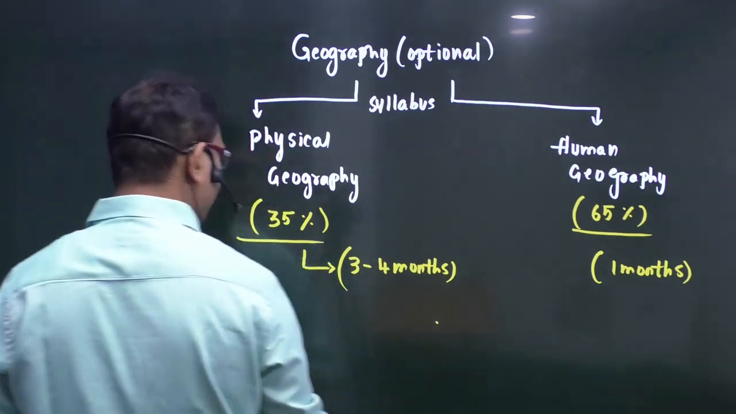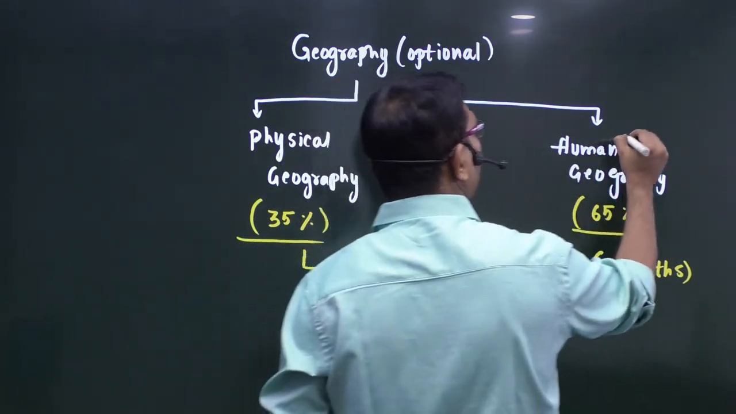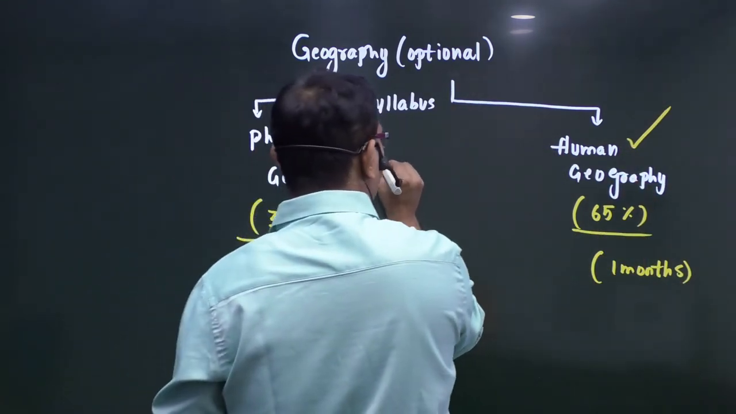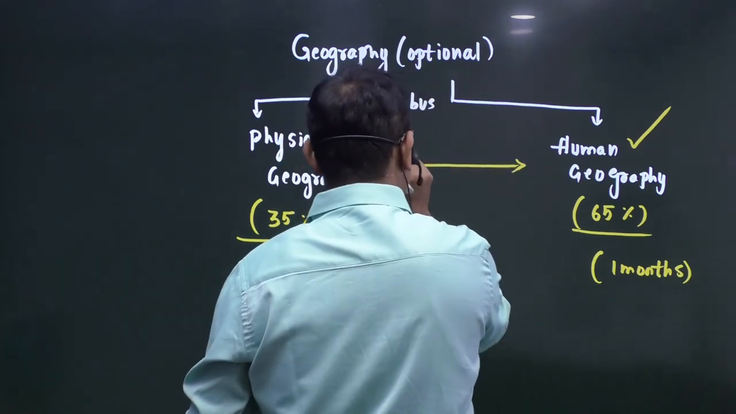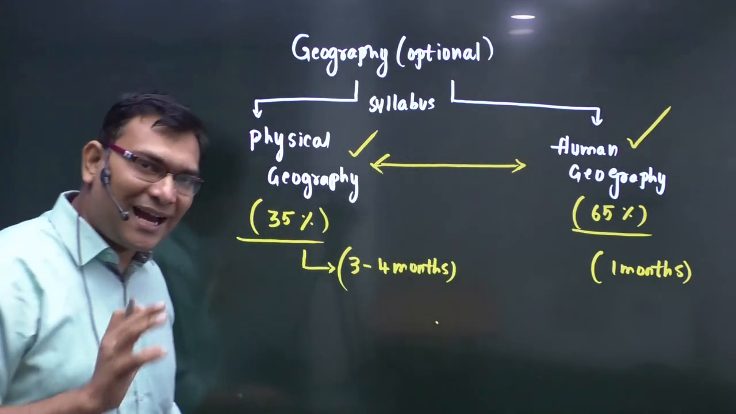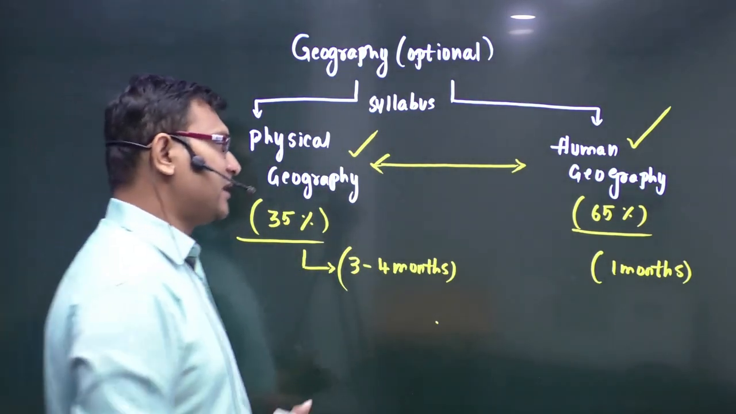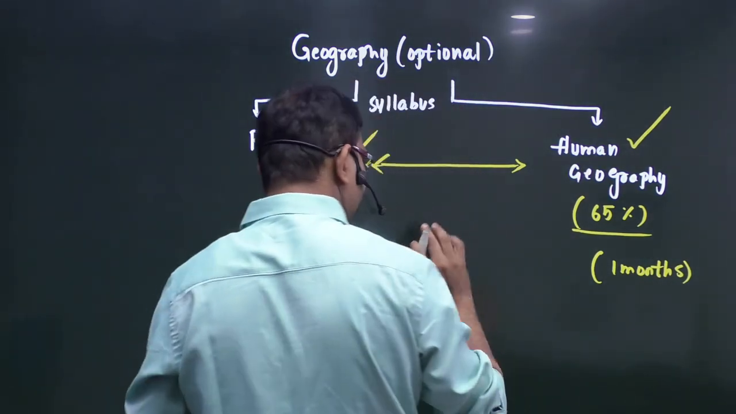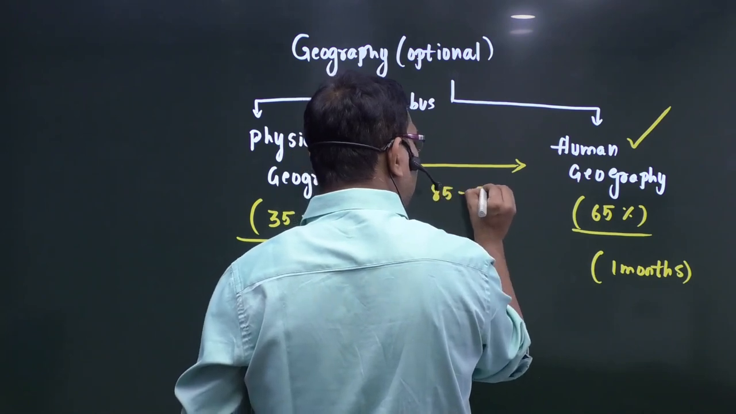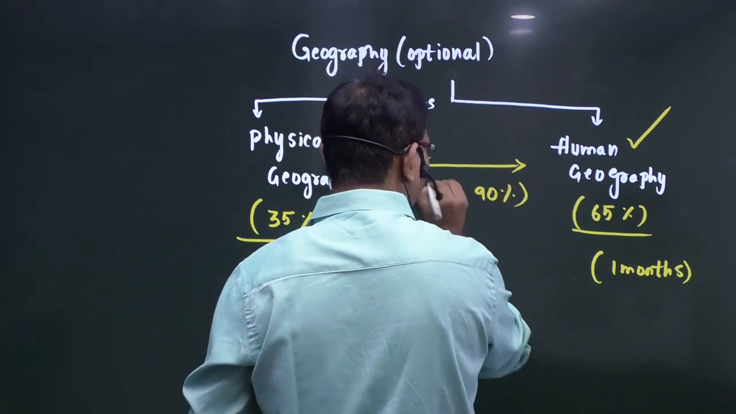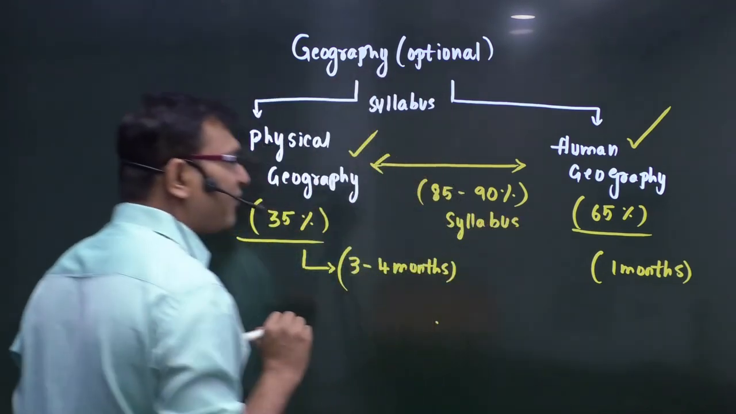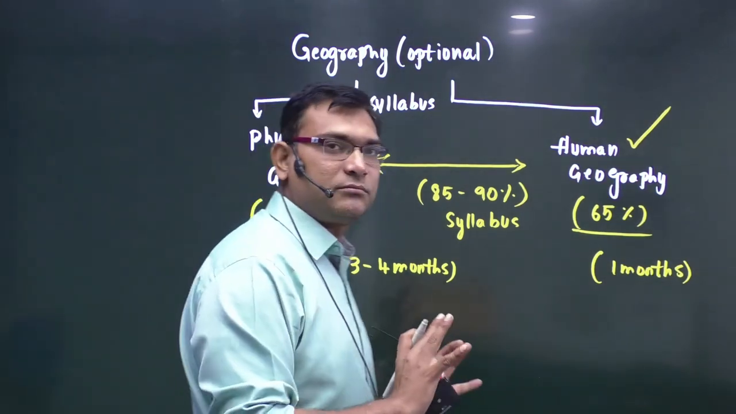We are going to give more preference to human geography, and at the same time a balanced approach for physical and human geography. Where you want more time, you can give it. I'm not saying we'll cover 100% of the syllabus, but we'll try to cover 85 to 90% of the syllabus here.